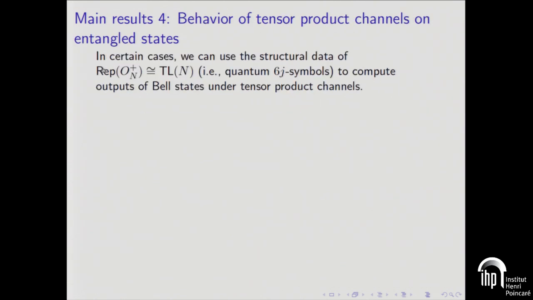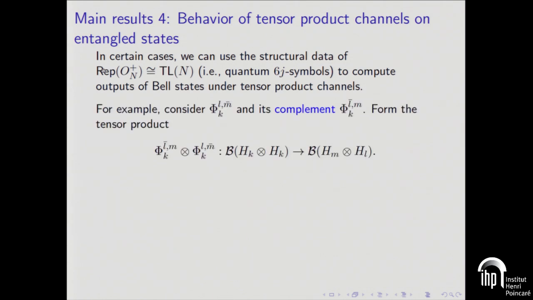Okay, if you give me one more minute or so, I really want to say what you can do in the tensor product situation, because I think this is really interesting. So here goes. In certain cases, it turns out you can use what are called quantum 6j symbols to study tensor products of these channels. Okay, and so here's the situation.